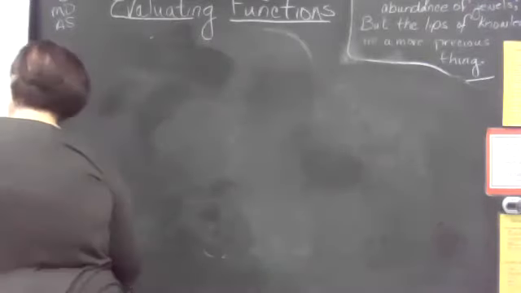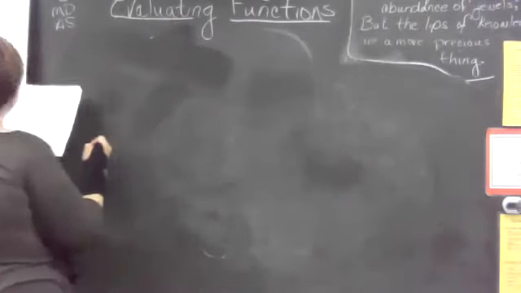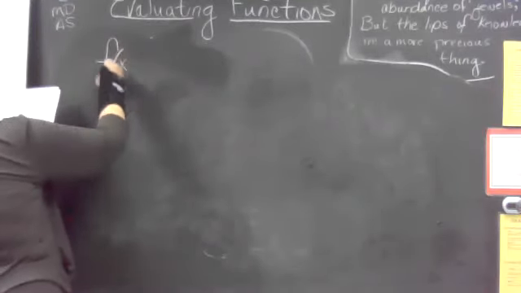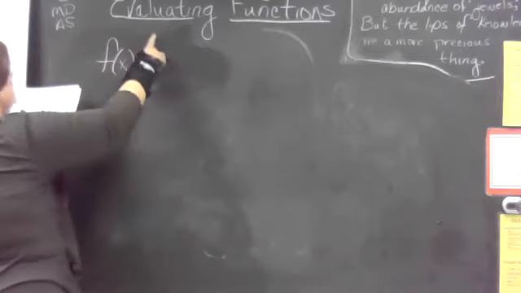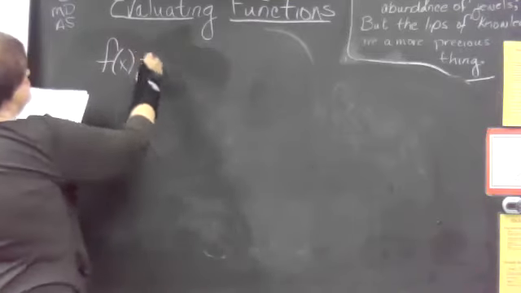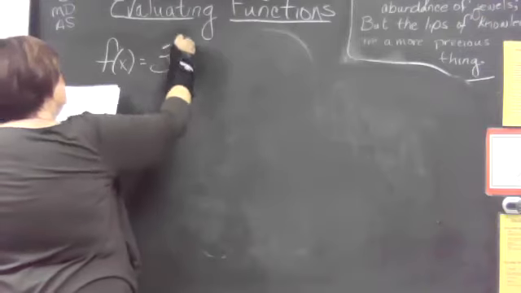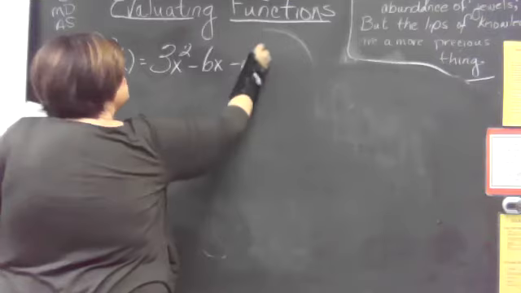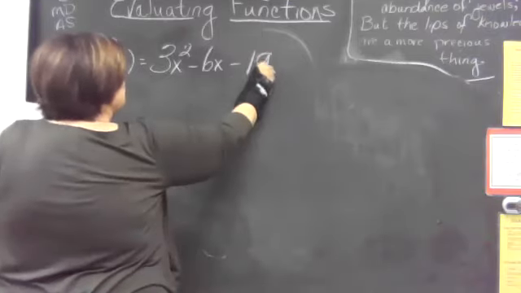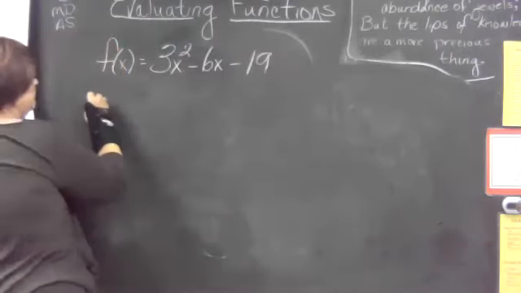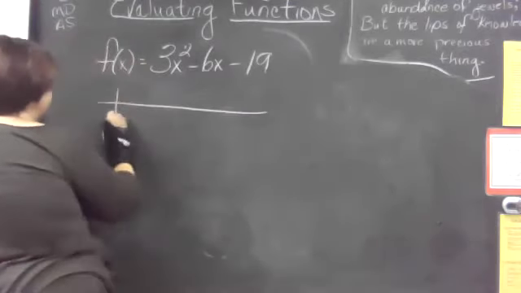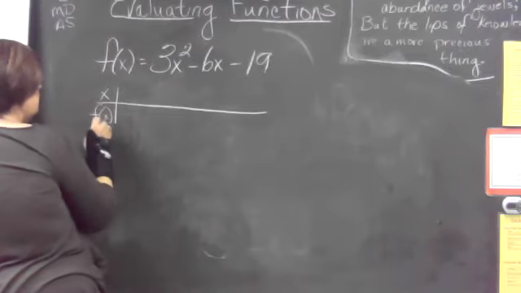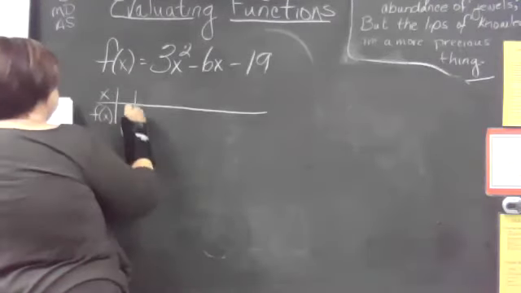Alrighty, here we go. Number 1 on page 2. Okay, it's giving you a function. It's going to call it f again, and everything in the function rule is going to have x's in it. So it's 3x squared minus 6x minus 19. Now what they've done is they gave us a chart to fill out this time. They said this is x. This is f of x. Now, this is a new thing that I want to tell you about, but let's get these in.